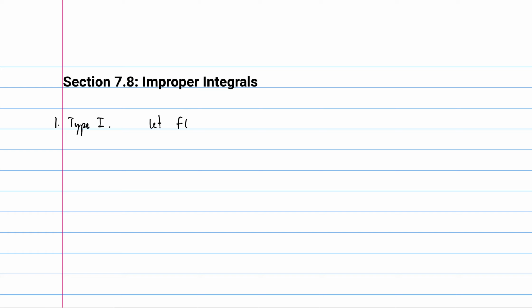And so the idea here is that we have a function, so let f equals f of x be a function that is defined on an interval starting at a and then going all the way to positive infinity. So this is like a half infinite or half open interval here, and we want to try to evaluate the integral of this function.